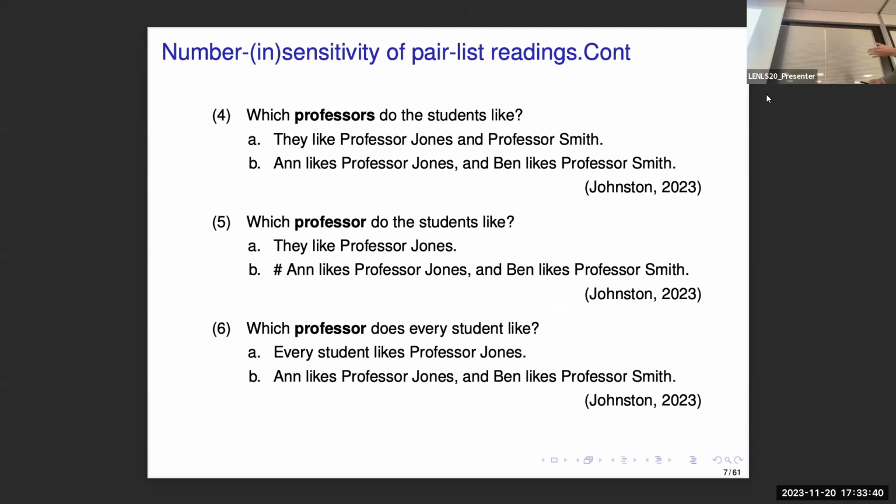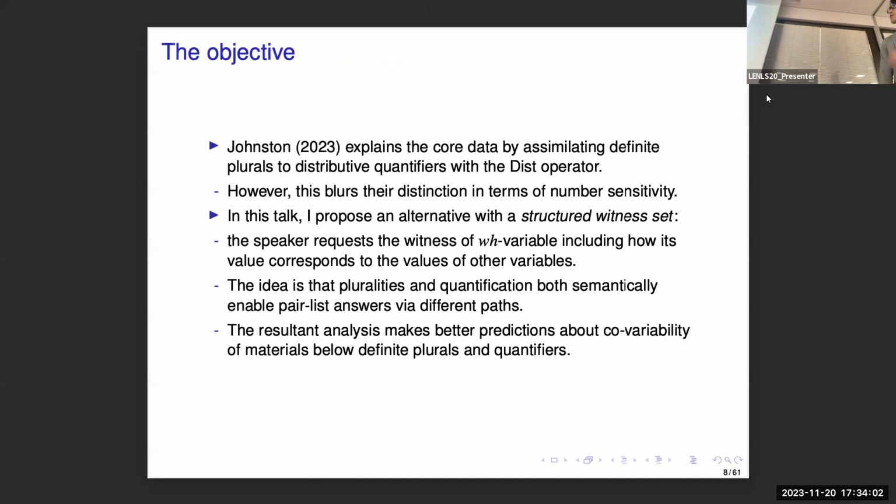I forgot to put it here, but an analogous result can be obtained by saying "which professor do the students each like?" And that's exactly what people want to say by inserting the cover distributivity operator. So that's the problem, because 5 should be fine to be answered by B if Johnston is right. I still think Johnston is right that the cumulative analysis is too weak, but Johnston is too strong in the sense that he blurred the distinction between quantifiers and definite plurals.